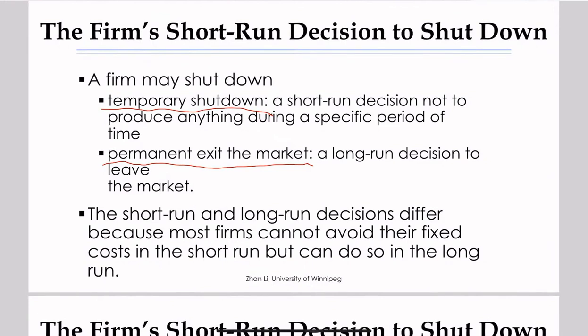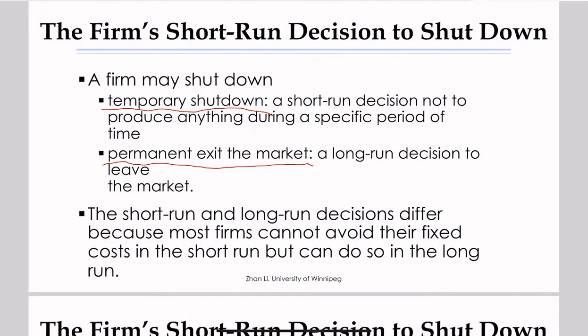So why do we want to talk about these two different kinds of time horizons, short run versus long run? The reason is because in the short run, the firm cannot avoid fixed cost. Remember, in our previous example, fixed cost is the cost of building your factory. So you can see that even if you decide to shut down in the short run, you cannot sell your factory. The fixed cost is still there.